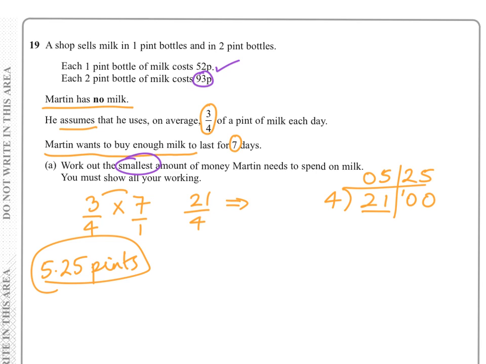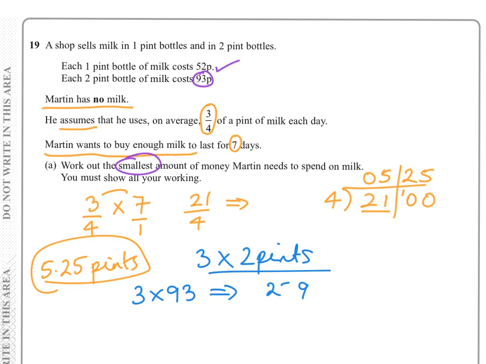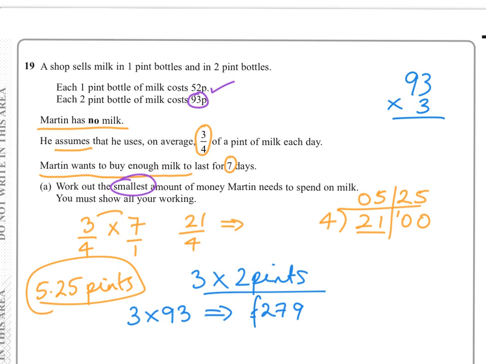So I would do 3 lots of the 2-pint bottle. And that would mean I'd have to work out 3 times 93 in pence, and I would get 3 times the 3 and 3 times the 9, so I'd have 279. I'm not going to go into too much how to do 93 times 3 right now, but you should be able to have a look at that. So in buying 3 of the 2 pints, then you've spent £2.79, and although you've got 6 pints, you've at least covered yourself for what you needed. If you'd done it any other way, you'd have spent more, and you can have a look at that later if you want.